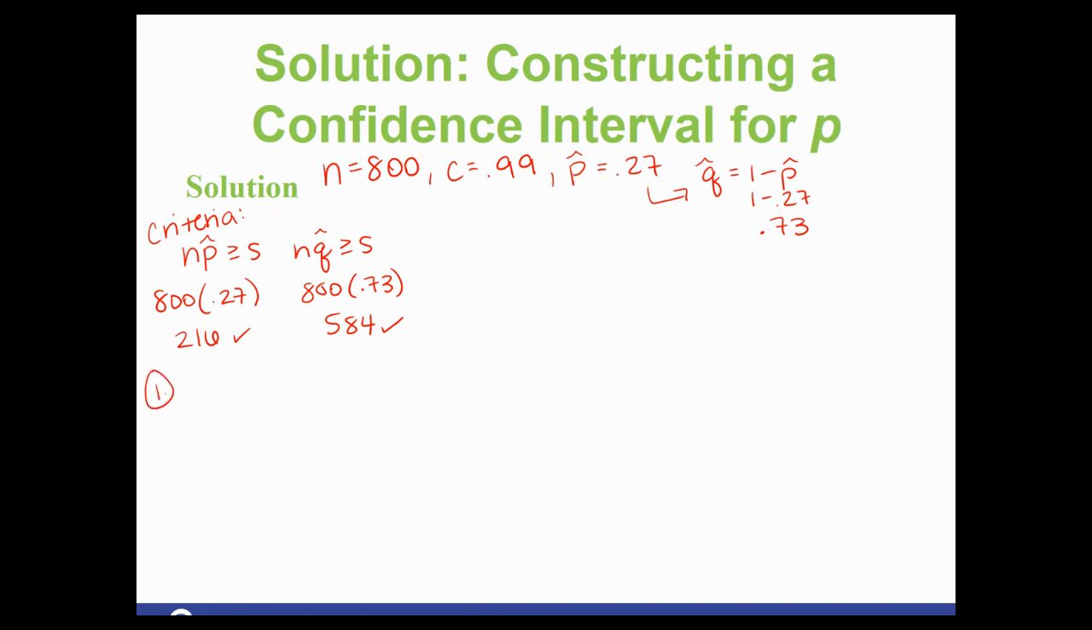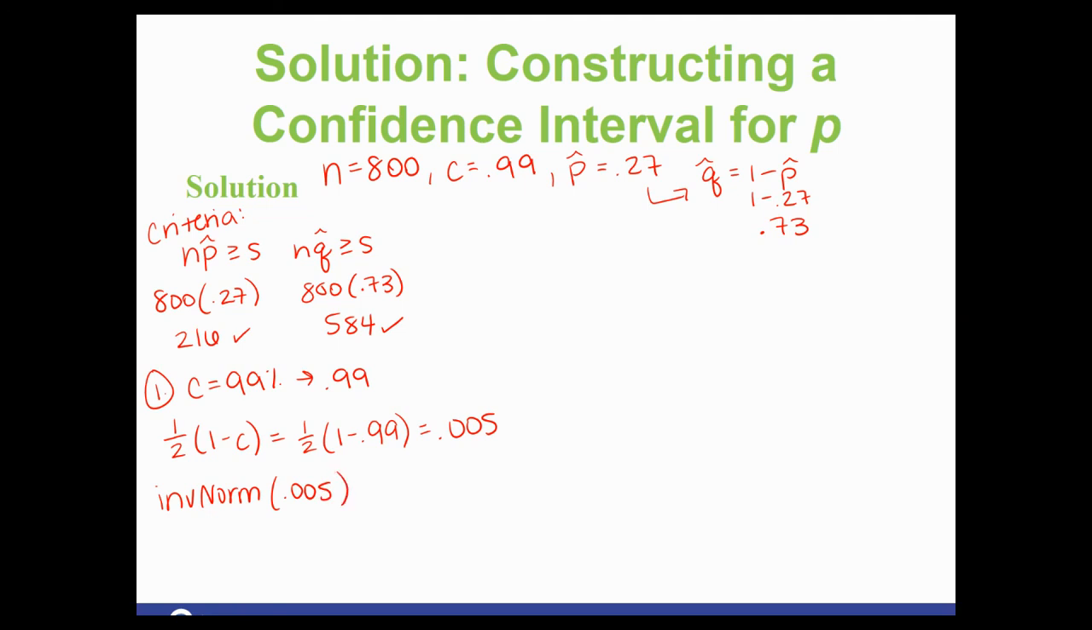First step is our critical value. Confidence is 99%, which we've already switched to 0.99. Plug it into our formula to find that area under the left tail, 0.005. We'll plug that into inverse norm, 0.005 for area. And we get Zc, both positive and negative, 2.5758. That is your critical value.